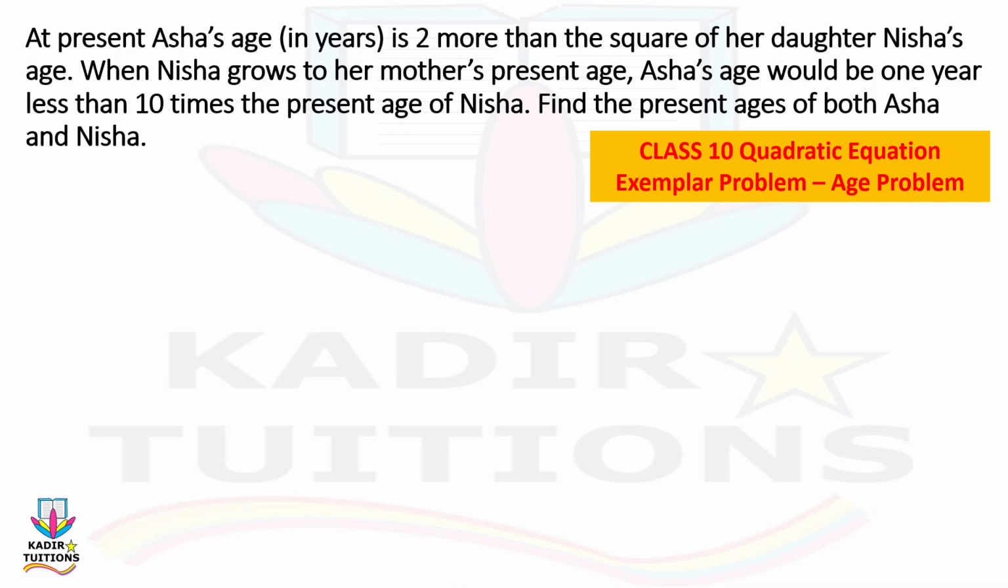Hello everyone, in this video we are going to see a quadratic equation problem, and this problem is based on the ages of two persons. This question is taken from the Exemplar book. Let's look into the question.